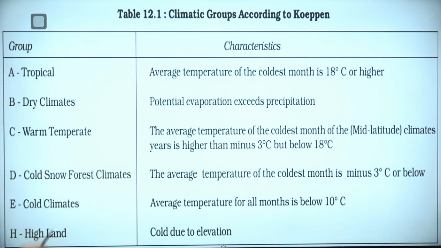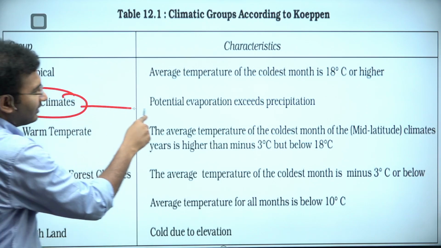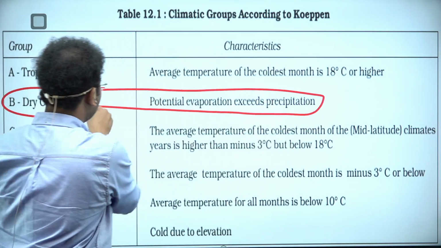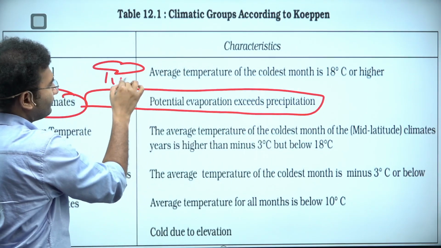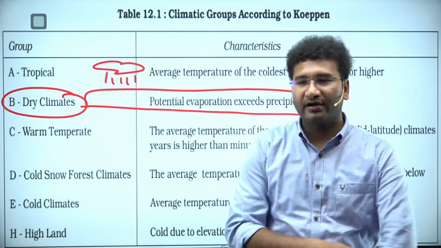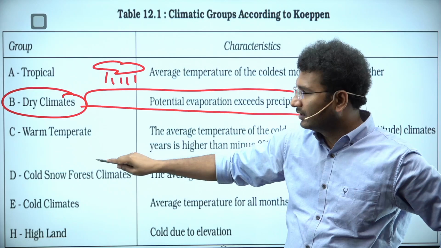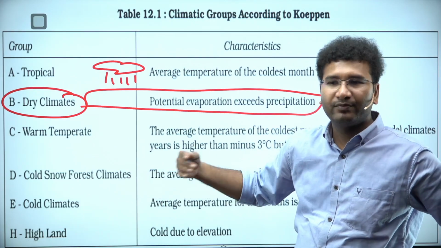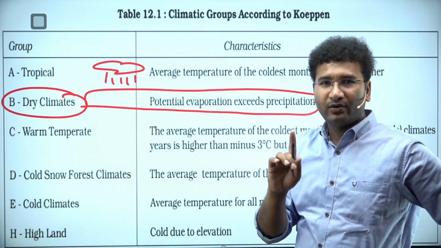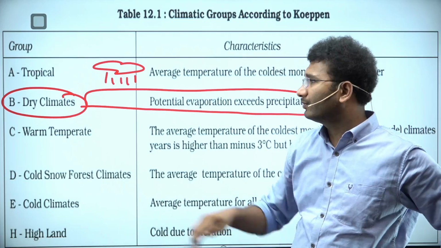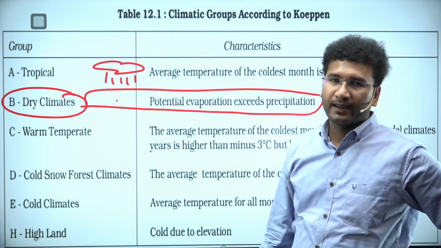Now I did not talk about B. See, B is the only type of climate which is taken into consideration based on rainfall. Did he talk about rainfall in the A type? No. C type? No. E type? No. H type? No. D type? No. The only climatic region which talks about precipitation is B type, right?